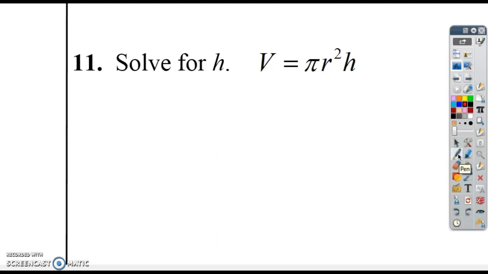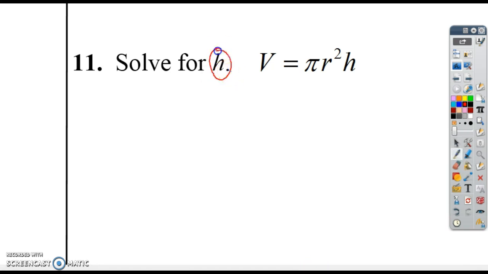Okay, the next ones I'm going to do with you, I'm going to do these questions on literal equations. Do problems 11, 13, and 15 with you guys. So for number 11, again, we're looking to see what variable, what letter we're solving for. For number 11, they want us to solve for h.